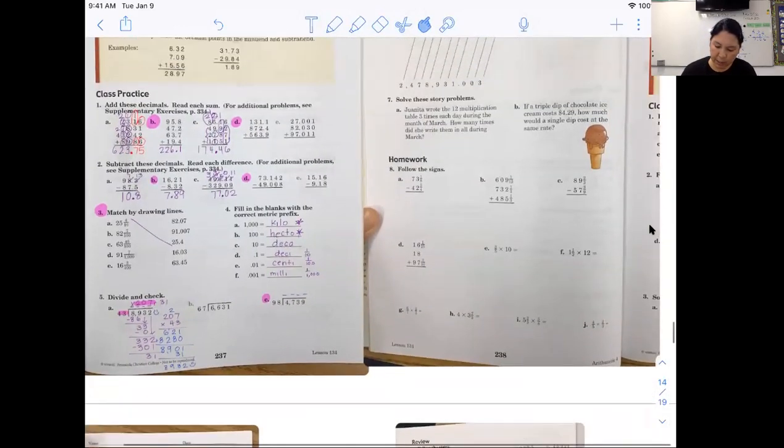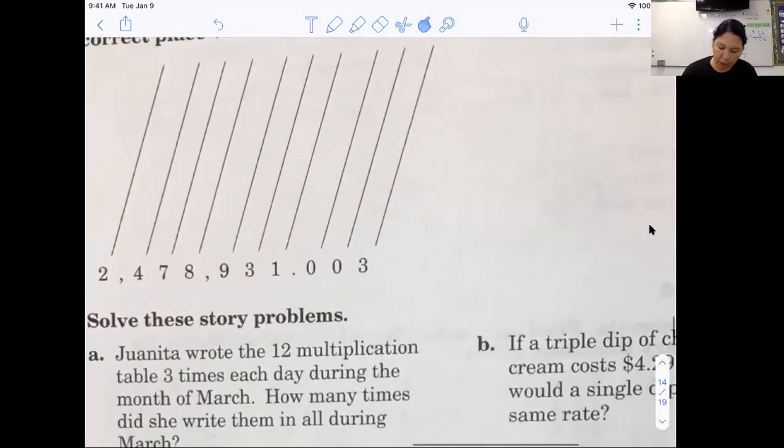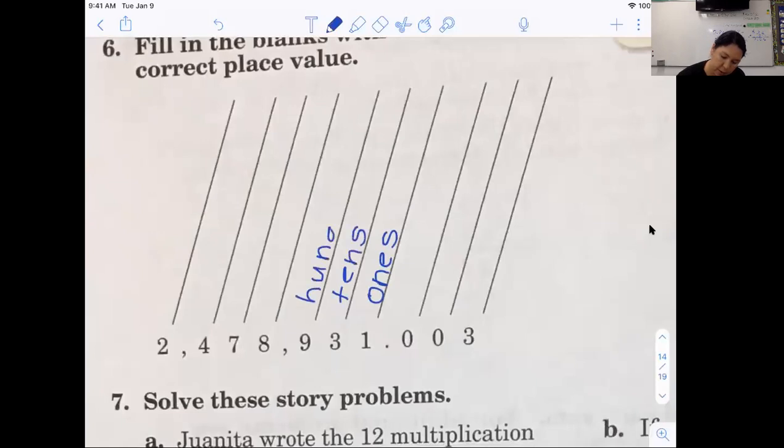All right, I'm going to look at the back side, and this is going to be on our test on Thursday. I want you to try this by yourself. I'm going to put one of them in for you, okay? So I'm going to put ones, tens, and hundreds, this place value, in. You need to write the decimals here, okay?